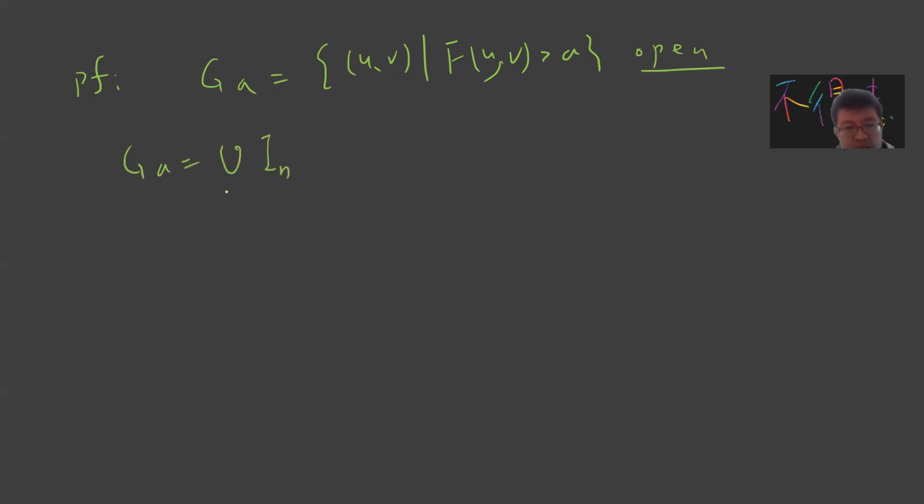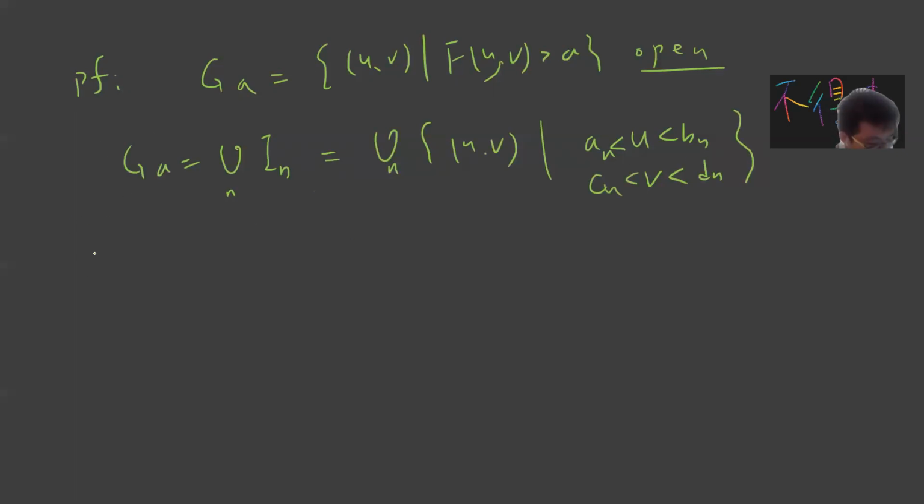Okay, so the proof is very trivial. Let G_a be the set of (u, v) such that F(u, v) is greater than a. So this is measurable, right? But what is important is that F is continuous, so G_a is open. So G_a, an open set in n dimensions in Euclidean space, can be written as a union of I_n, which are open intervals. And I_n is an open interval, so I can write I_n as a less than u less than b_n, and c_n less than v less than d_n.